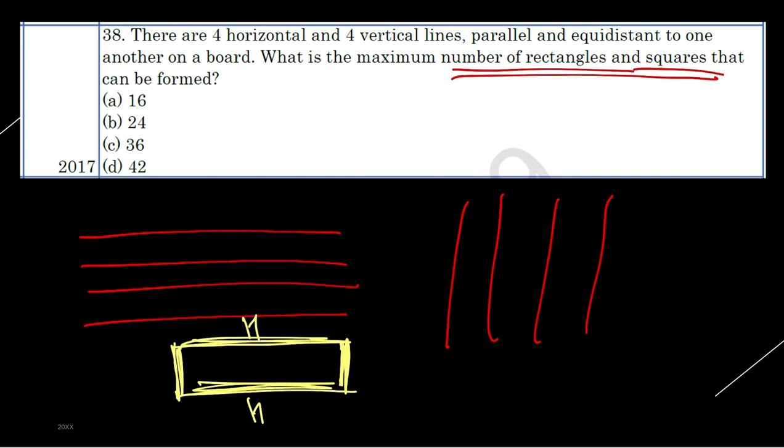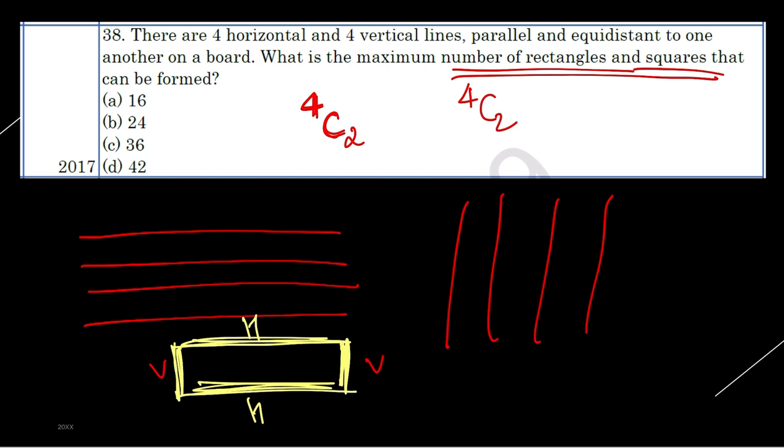So how many ways can you choose 2 horizontal lines? There are 4 horizontal lines given to me. I can choose 2 horizontal lines. Then how many ways can I choose the vertical lines? I need 2 vertical lines. So that is 4C2, right? I hope this is clear.